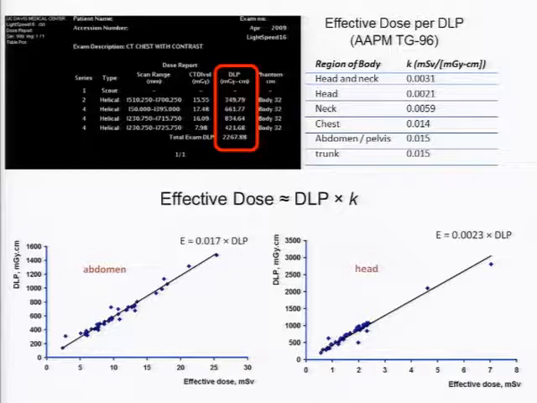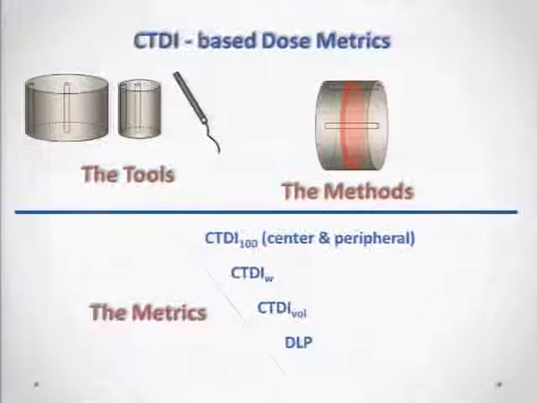And indeed, AAPM Task Group 96 surveyed the literature and came up with their own version of K factors, which are specific to the individual body part: head, neck, chest, abdomen, pelvis, as you can see on the chart there. So this is commonly used in CT assessment of patients, and it has some controversial aspects to it, specifically the use of effective dose for an individual patient's dose, but I'm not going to get into that here. So this is a summary of conventional technology for CT dosimetry, and I've talked about the tools, the methods, and the metrics. These are probably known to most of you who are involved in CT dosimetry in the audience.